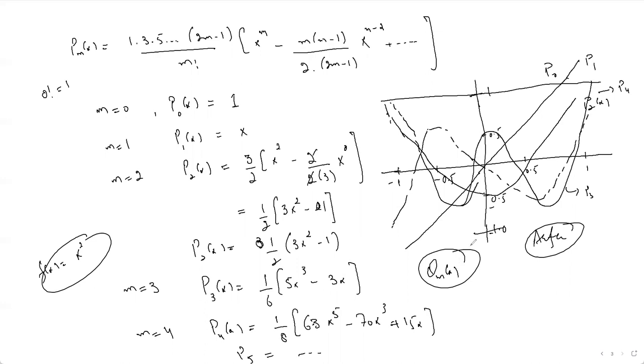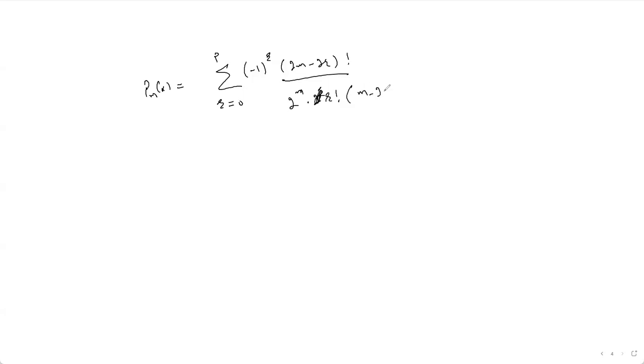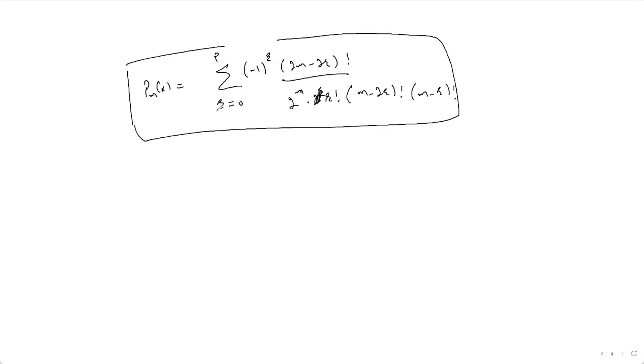Okay, so what I was telling you, this Legendre polynomial, we can now write down for two different cases. This Pm of x can be written as the summation, r running from 0 to p, of minus 1 raised to power r, times 2m minus 2r factorial, divided by 2 raised to power m, 2 raised to power r factorial, m minus 2r factorial, and m minus r factorial. So this is the Legendre polynomial in general, given by this equation.